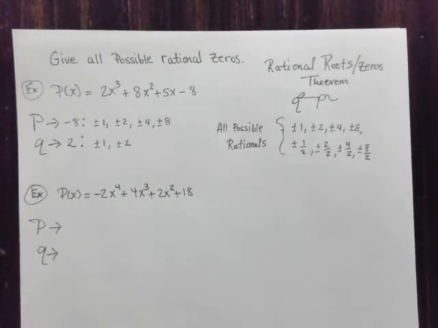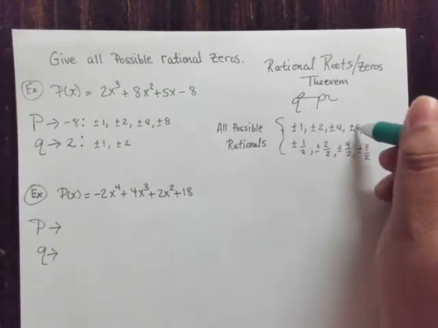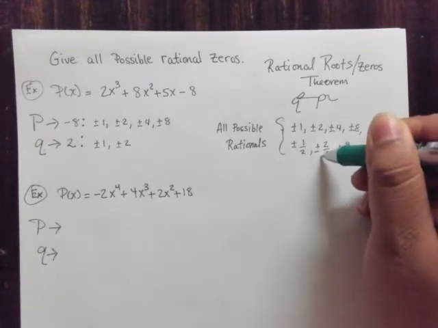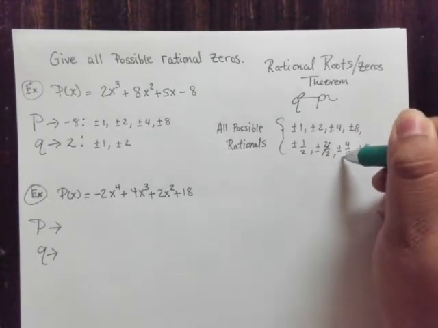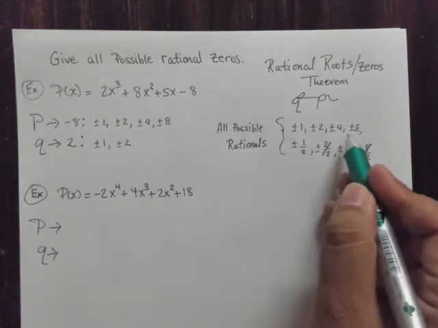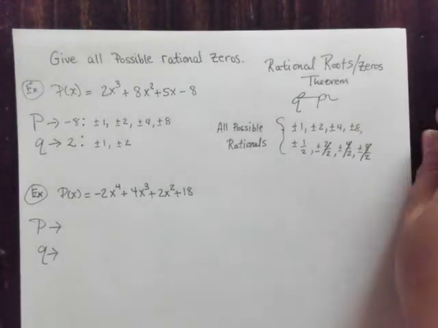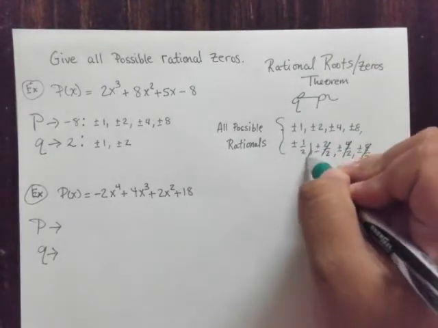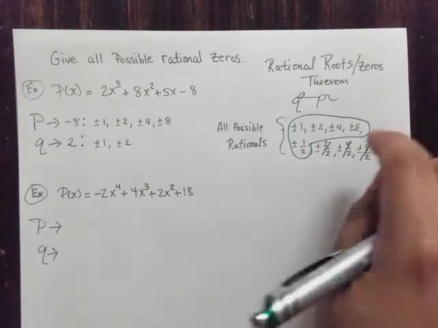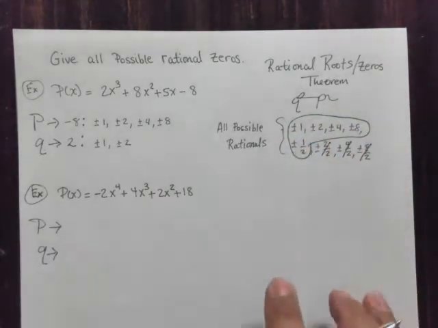The last step here is to get rid of all of the duplicates. None of these are duplicates. This isn't a duplicate. But what's 2 divided by 2? That's 1. 4 divided by 2 is 2. And 8 divided by 2 is 4. And we already had those. So all the possible rationals are these guys right here. These are all the possible rational zeros.